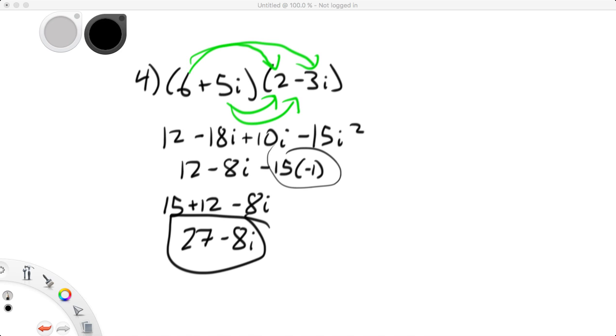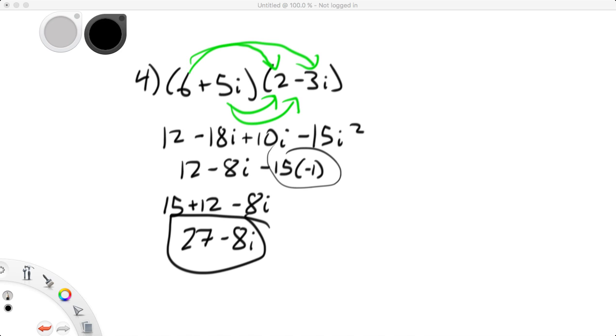Okay, great. Let me box that in. Okay, negative 15 plus 20i. Now let's look at the last thing. Number 4 says, what happens when I multiply 6 plus 5i times 2 minus 3i? Well, again, distribution. FOIL: firsts, and then outers, then inners, and then lasts.